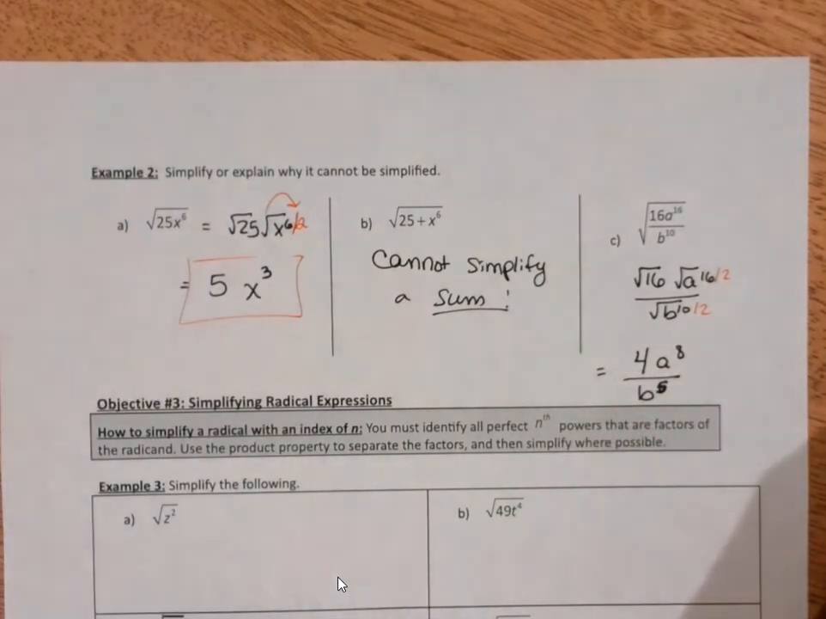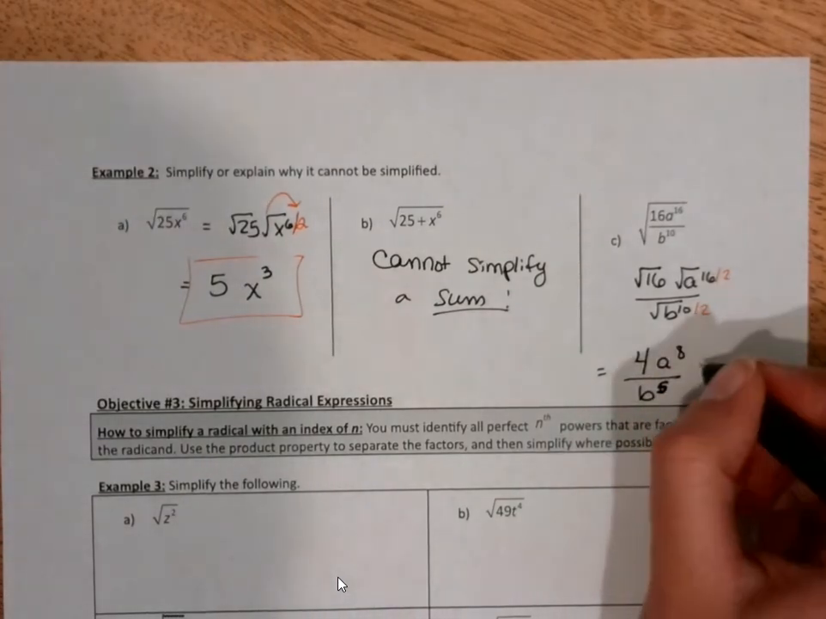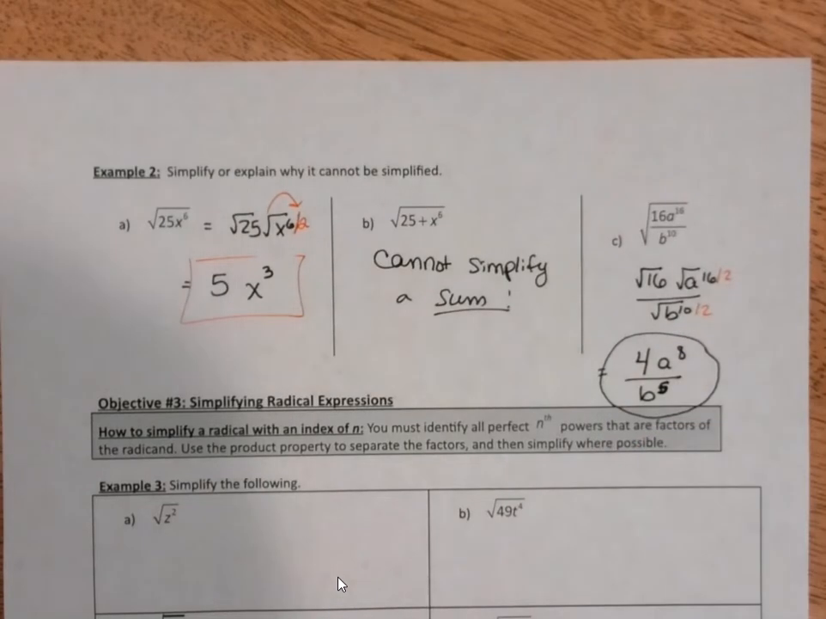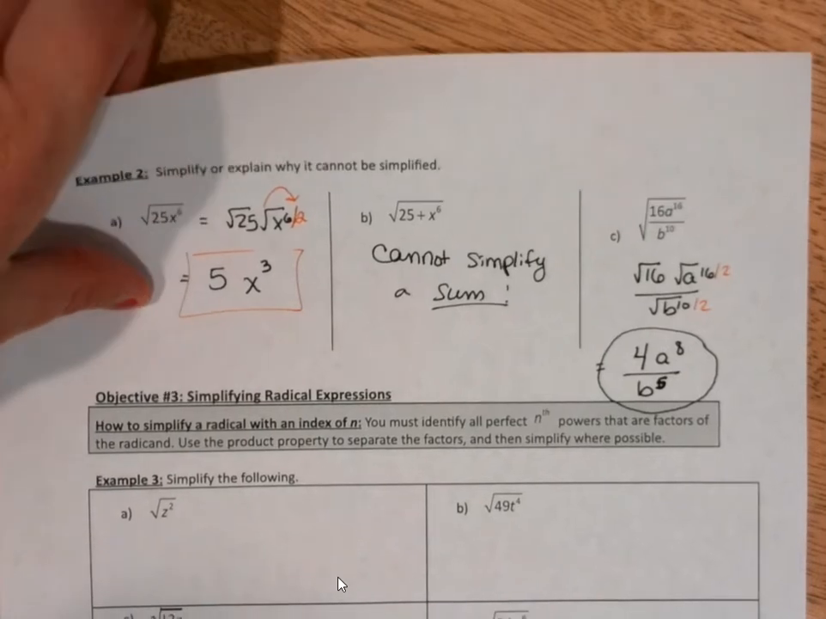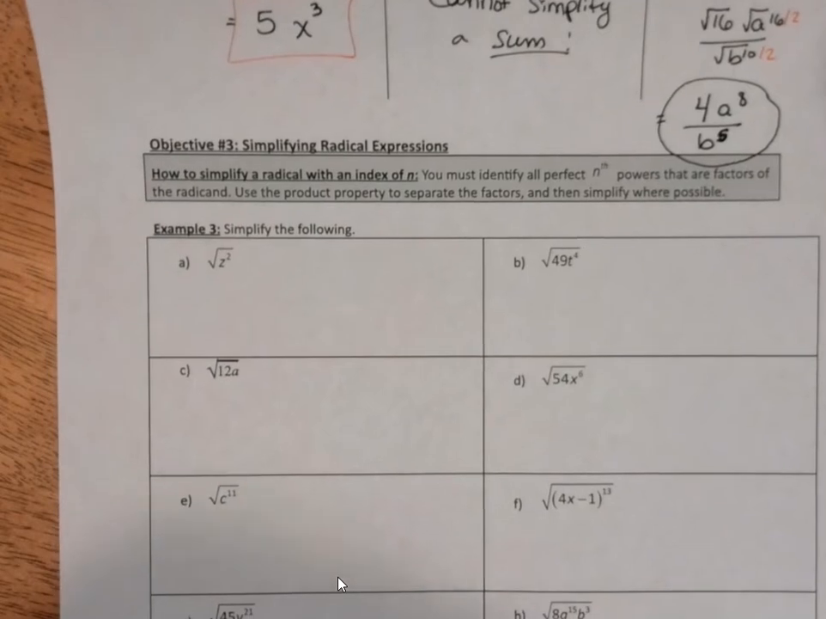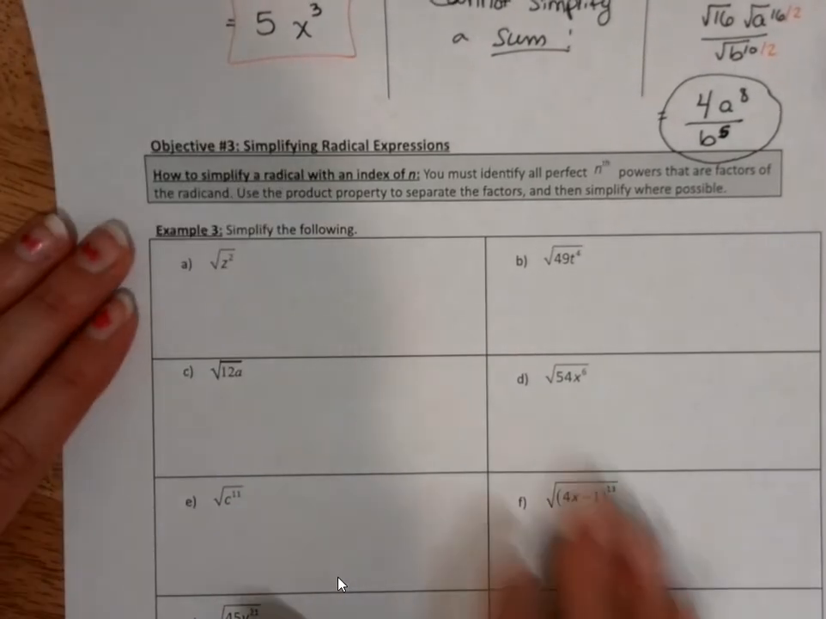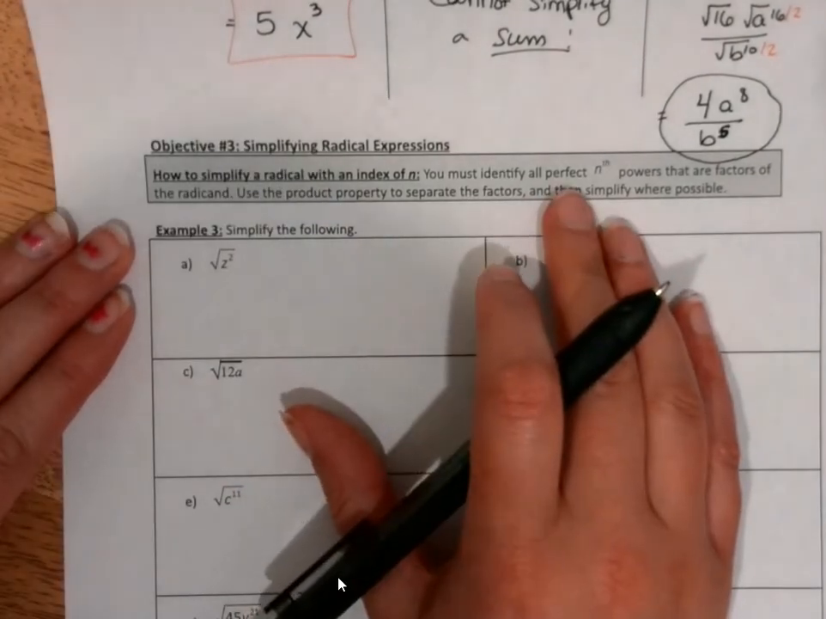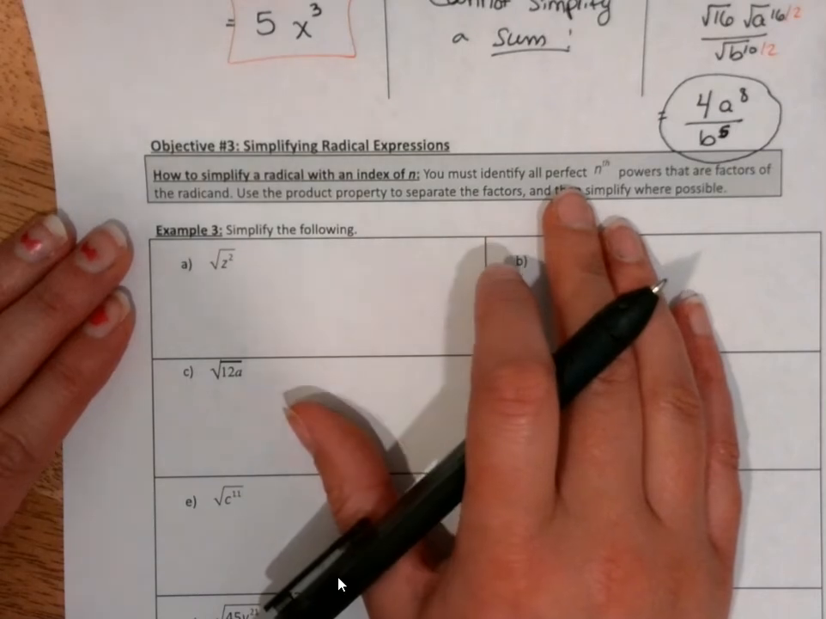For a to the 8th over b to the 5th. All right, in our third objective, we're going to be simplifying some that don't come out perfectly. I think the first two do, and we'll see what we have later on. I'm going to pull out all perfect nth powers, whether they're numbers or variables.